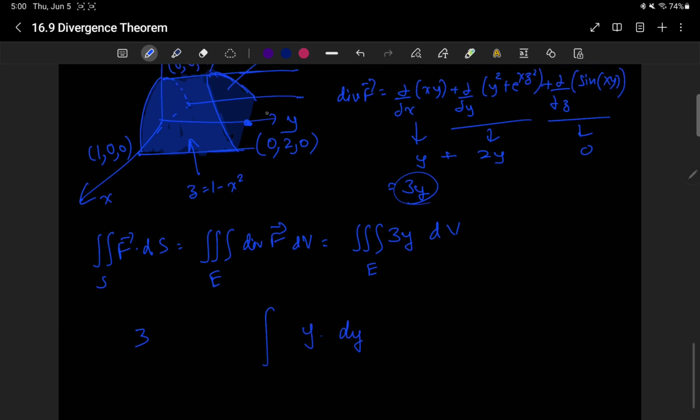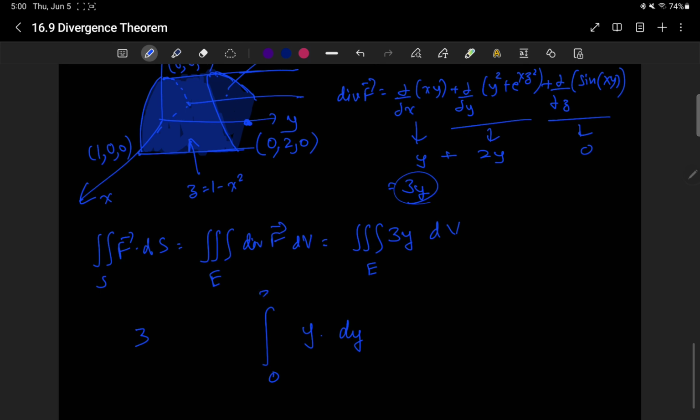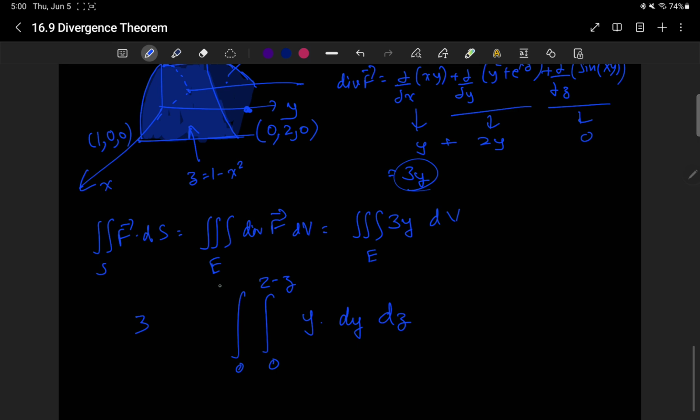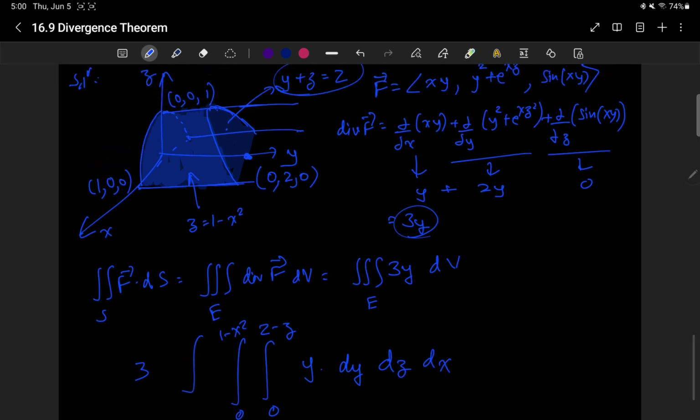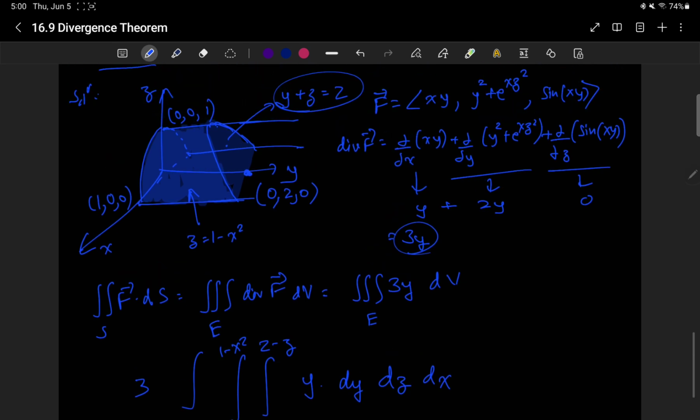Where does y go from? If you look in the y direction, it starts at 0, and it ends over here, where y is 2 minus z. So you get 2 minus z. Then let's go to z. Z also starts from 0, and z ends at this dome, which is given by 1 minus x squared. And then we have x. Oh, sorry, x starts at negative 1 here and ends at 1.